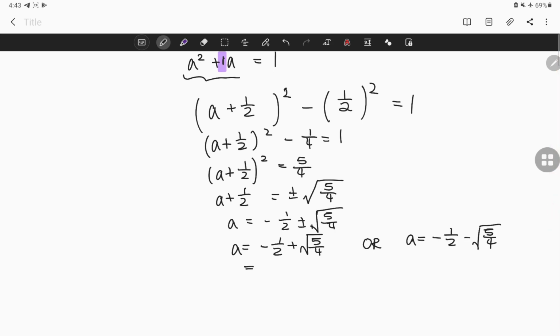This would then be equal to 0.618. To figure out this number, you just need to key the working into your calculator. And this is rounded off to 3 significant figures as well. So let me write that down. On the right hand side, this negative half minus the square root of 5 over 4 would be equal to negative 1.62, which is also rounded off to 3 significant figures.